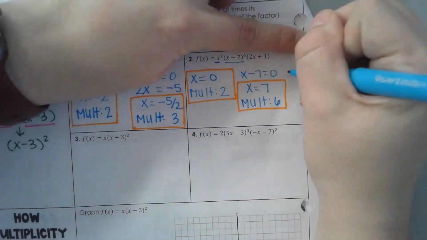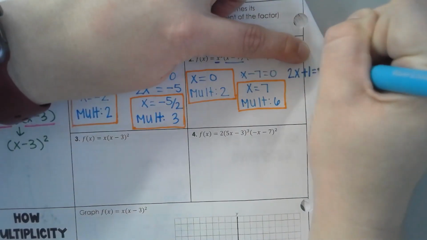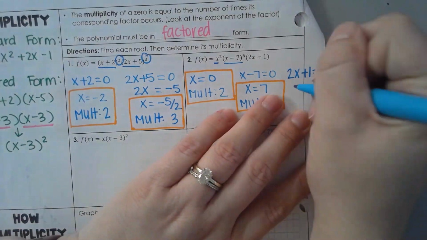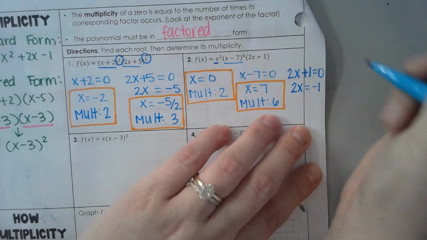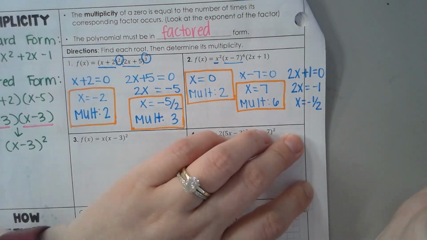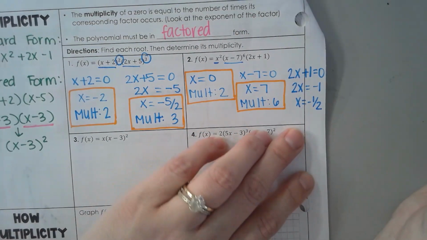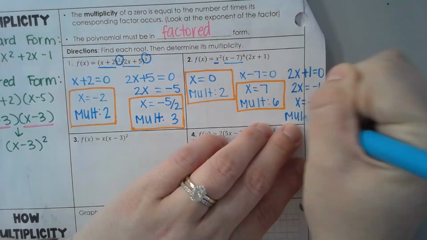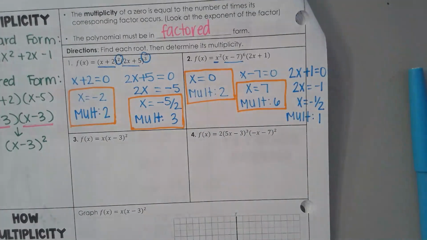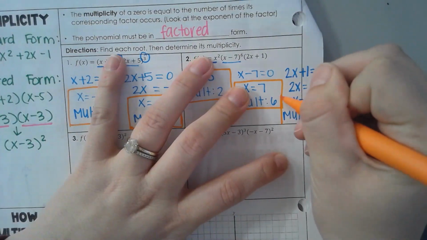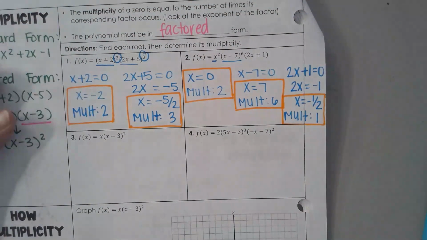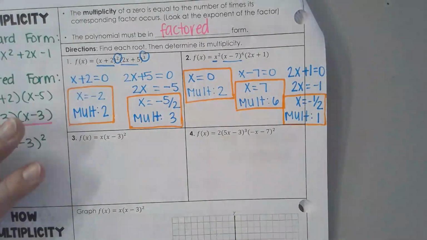And then I have 2x plus 1 equals 0. So subtract 1, divide by 2, I get x equals negative 1/2, and I have a multiplicity of what? 1. Good. It's just there once. If there's not another exponent, it's just 1. Any questions?